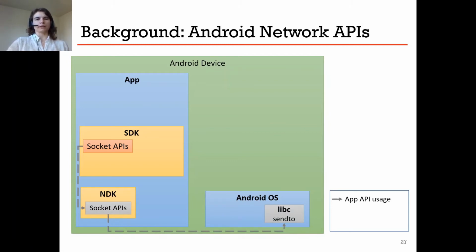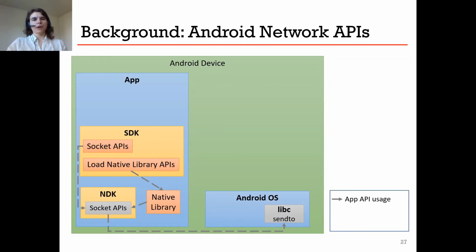Another way I can access the network is I can load my own native library, which directly accesses the NDK's socket APIs, but these again end up going to the send-to call of the standard C library. If I want to send encrypted traffic, I can use SSL APIs provided by the SDK, which then go on to the OpenSSL implementation within the Android OS, calls such as SSL write. There's no native version of this.